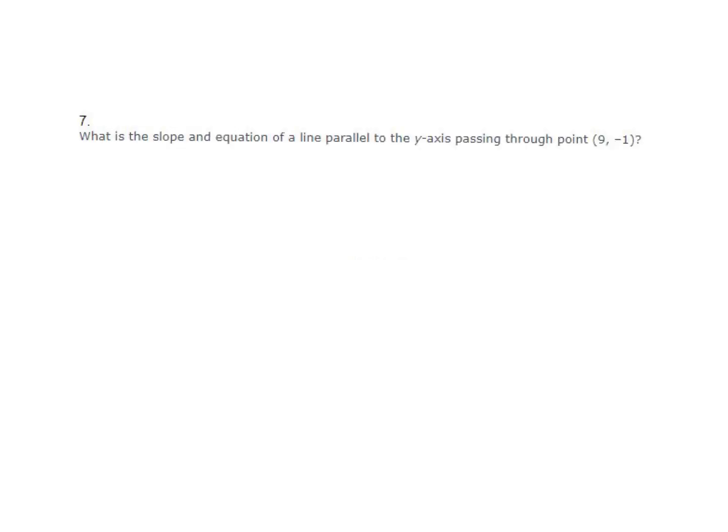All right, next question. What is the slope and equation of a line parallel to the y-axis passing through these points? Well, if it's parallel to the y-axis, let's think about it. If we have our axis here and it's parallel to the y-axis, then we know it has to be a vertical line. This line and the y-axis are parallel. That means the equation is going to be a vertical line.